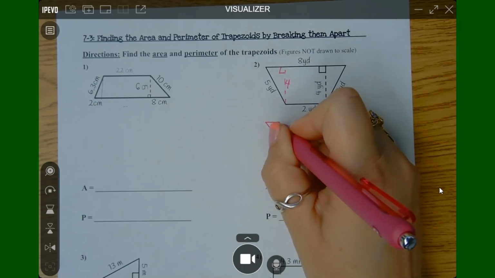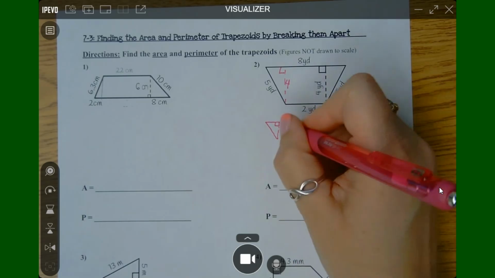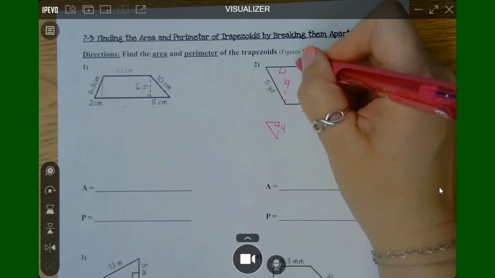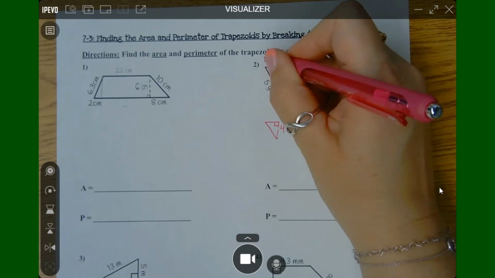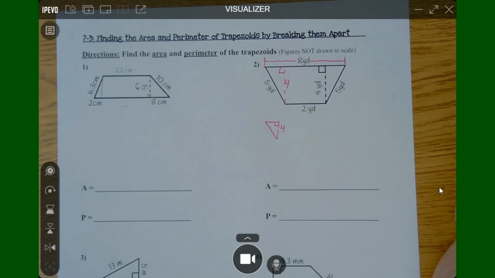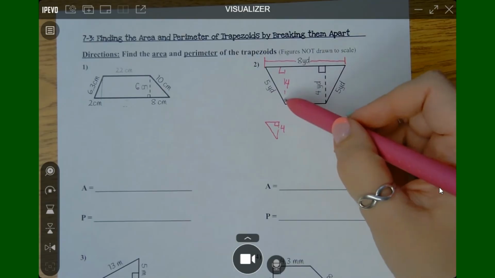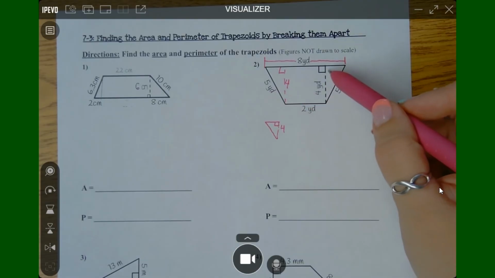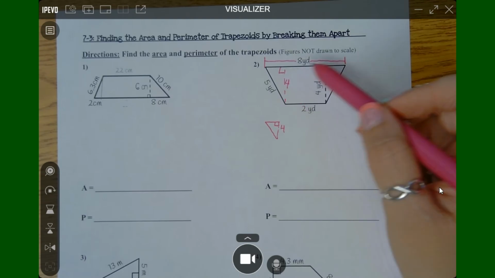Now the problem is I need to label each of these so then I can find them. And they give me this, but can I find the base? Do you think the base is 8? No. 8 is that whole side right here. All right. Well, because this triangle right here is 4 and 5, and these sides are 4 and 5, I know that it's going to have the same missing piece as this one. So this whole side is 8.